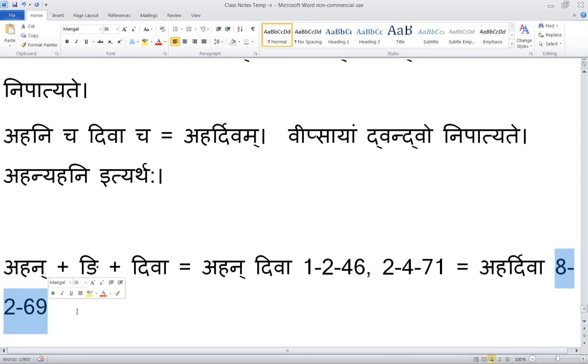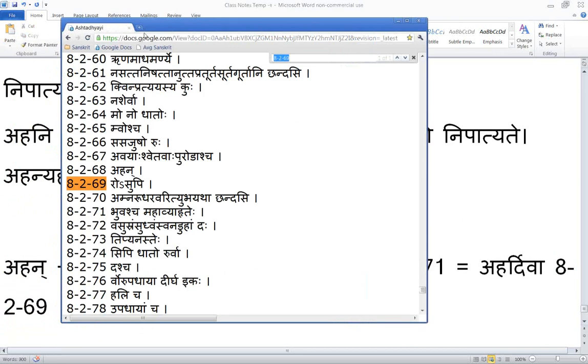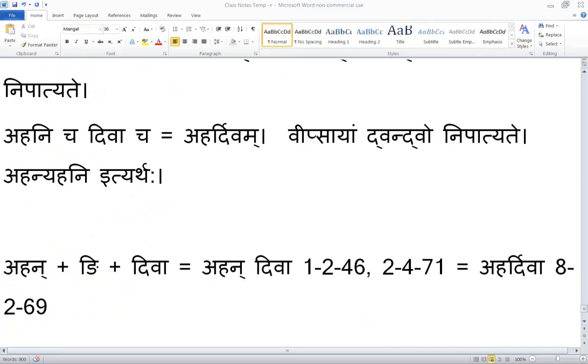So this is 8268 in the Kashika commentary. It says "apare aha." Okay, hold on. Let me get there. One second. Okay, let me get there.